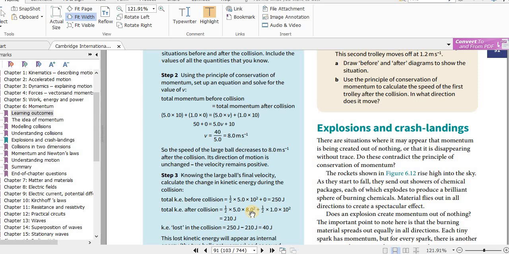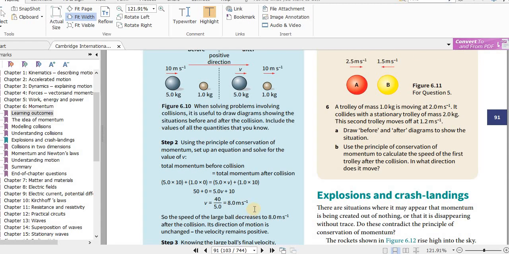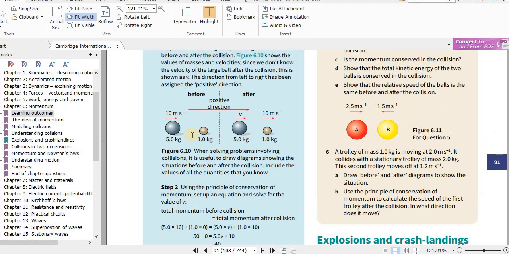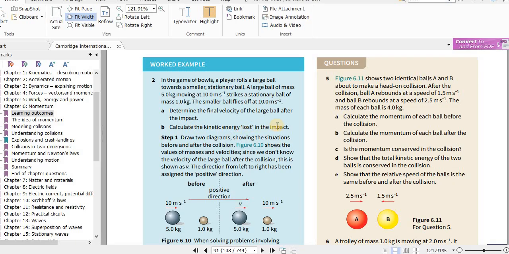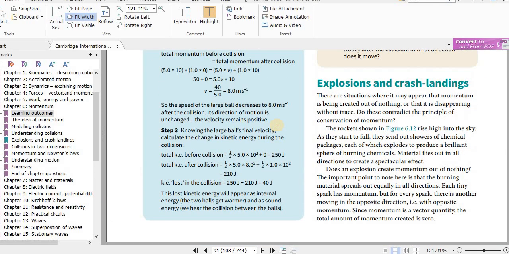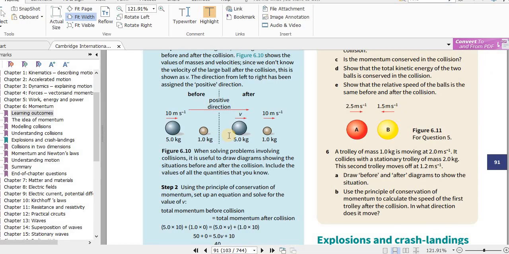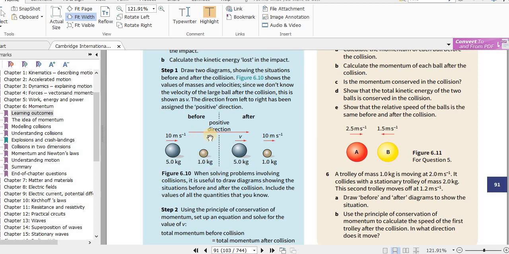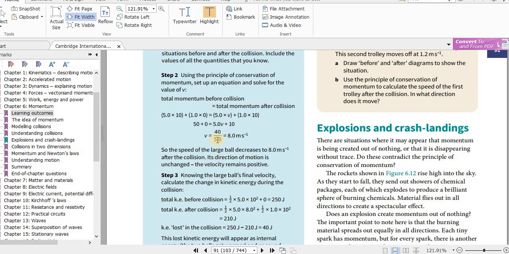Okay, so we learned that total momentum before equals total momentum after, and we did that. Now what about this? Calculate the kinetic energy lost in the impact. Kinetic energy equals half mv squared. So half mv squared. m is 5, v is 10. So here this has no momentum, no kinetic energy, it's not moving. So the kinetic energy of that is 0.